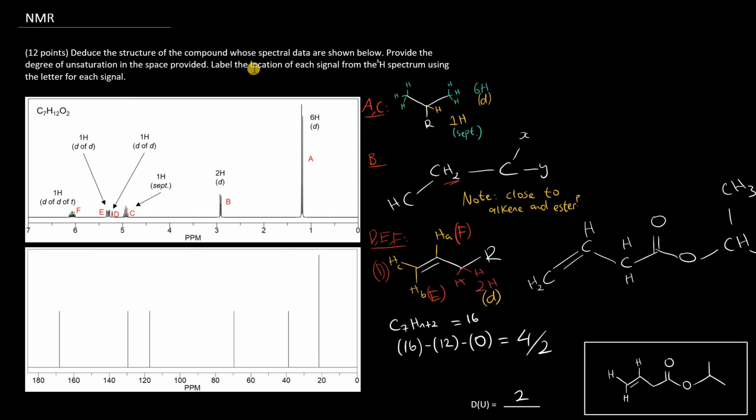Now the final step is just to label the location of each signal from the proton spectra. So we said signal A was the integration of 2 methyls, so those would be right here. We said that the 1H septet here, located around 5 parts per million, was signal C. This CH2 group here would be signal B. This proton here would be the doublet of triplets. And because this trans proton has a higher coupling constant in the alkene, it would take signal E, whereas this one would be signal D.